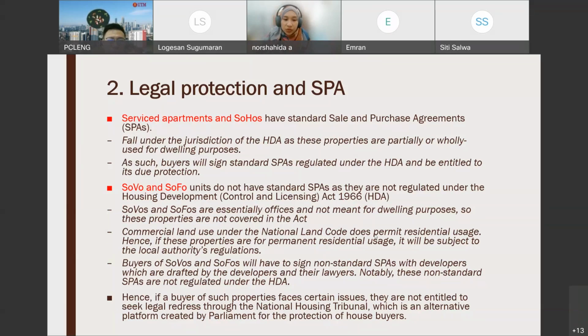So buyers of Soho and Soho will have to sign a non-standard SPA with the developer, which is drafted by the developer and their lawyer. Notably, these non-standard SPAs are not regulated under the HDA. Hence, if a buyer of such property faces certain issues, they are not entitled to seek legal redress through the National Housing Tribunal, which is an alternative platform created by Parliament for the protection of house buyers.